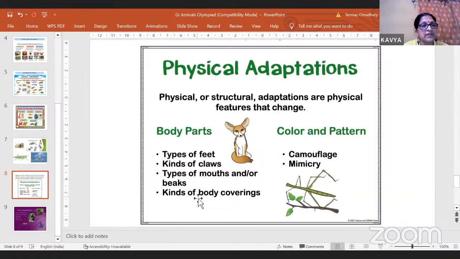And the body coverings. For example, the fur of the polar bear, a thick layer of fur so that it can live in winter. We don't have a thick layer of fur, okay? Because we don't live in an intense cold region.